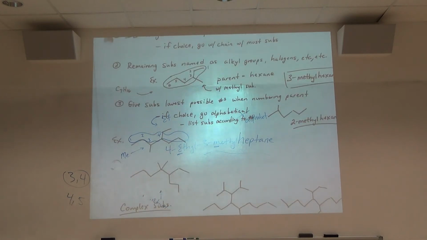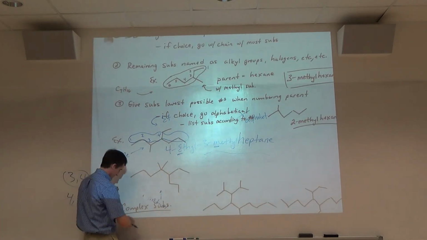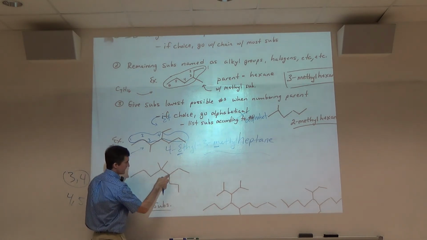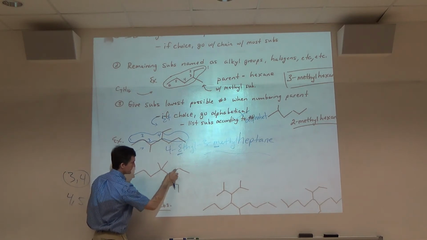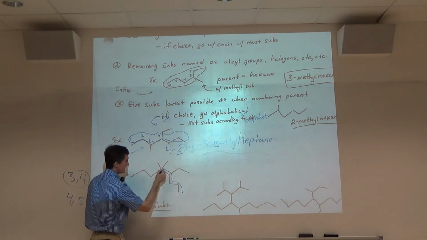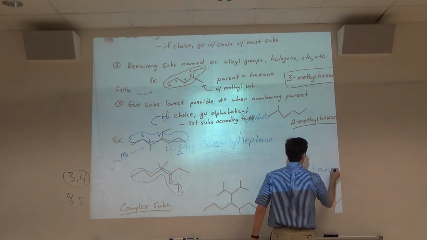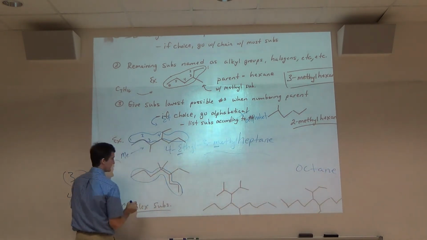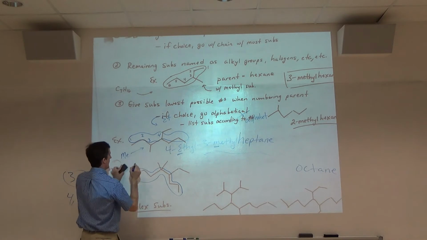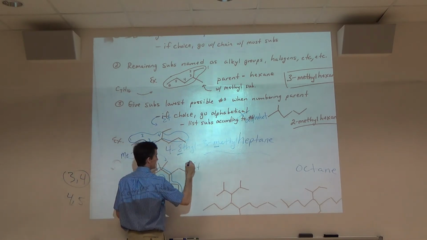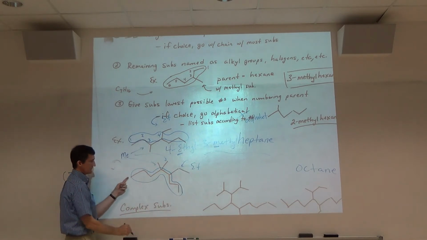Okay, let's name this one down here. Longest continuous chain. Let's do it here real quick. 1, 2, 3, 4, 5, 6, 7, 8. I see an 8. Is there another 8? Is there anything greater than 8? Okay, 8 would be what? Octane. What's on our octane? I got a methyl there, and an ethyl here. What's the one position, left or right?